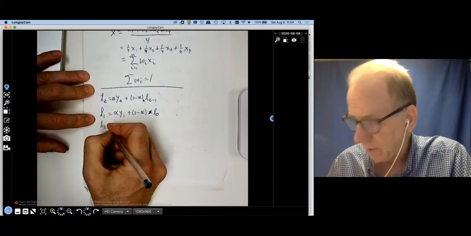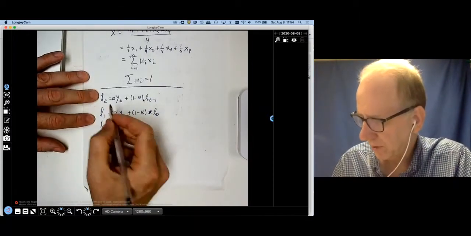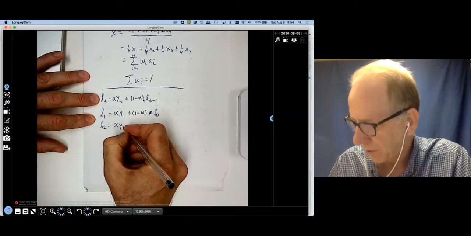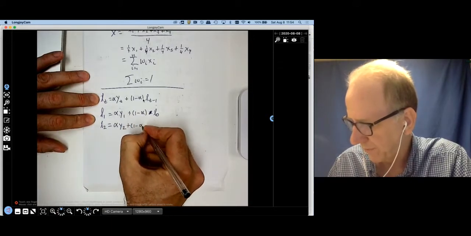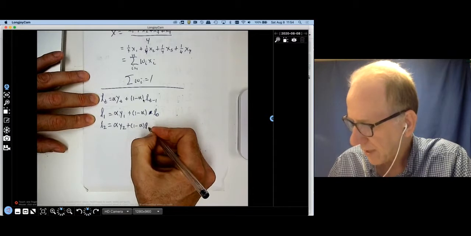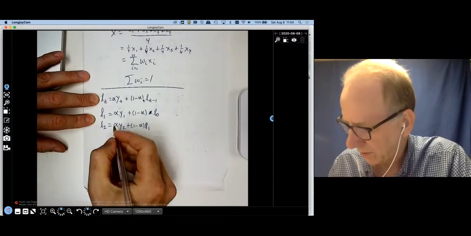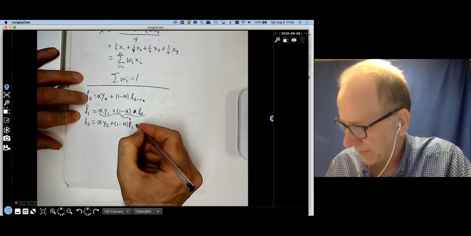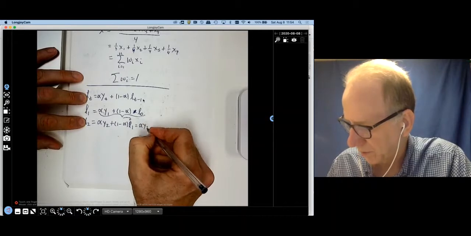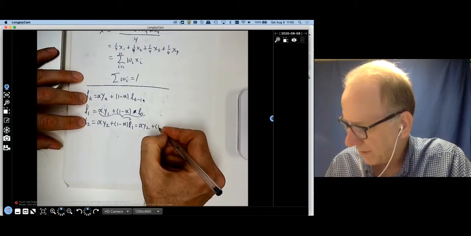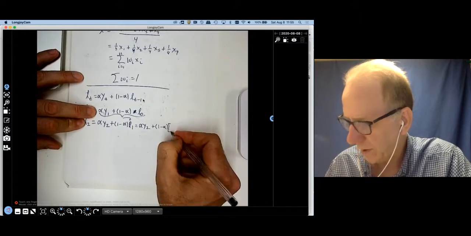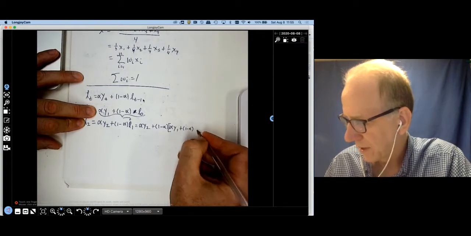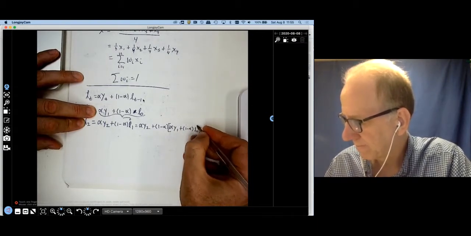Let's write out what is L2. Using my recursive smoothing equation, this is going to be alpha times y2 plus 1 minus alpha times L1. And what is L1? This is L1, so I'm going to drop that in. We can think of this as alpha y2 plus 1 minus alpha times the quantity in parentheses here, alpha y1 plus 1 minus alpha times my L0.